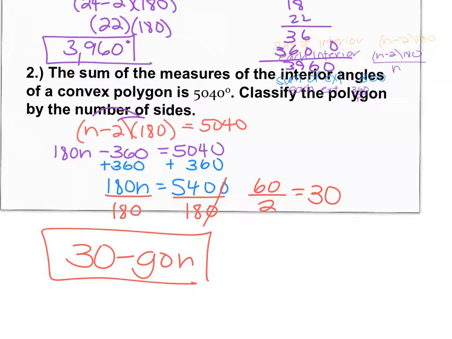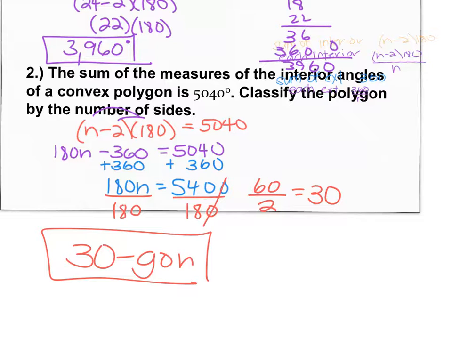So if a question like this came up, could you ever get a decimal if it asked you to classify it? No. So if it asked for each interior, right, I could get a decimal. If it asks for each exterior, I can get a decimal. But if I'm classifying it, I'm trying to find n, you should never get a decimal, right? Because otherwise you can't have something with a 0.2 of side length.